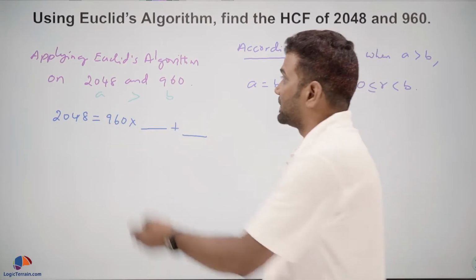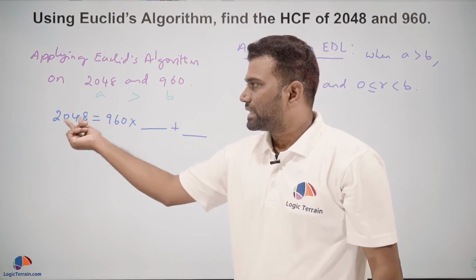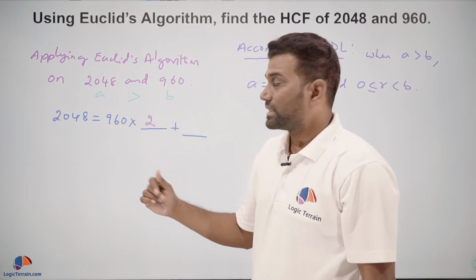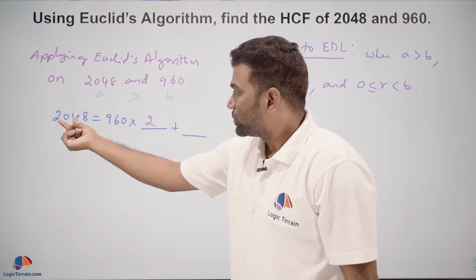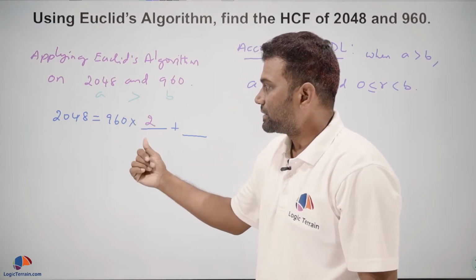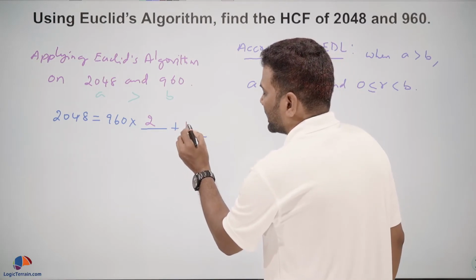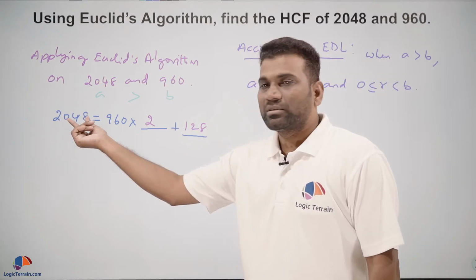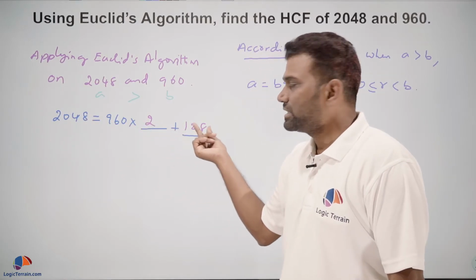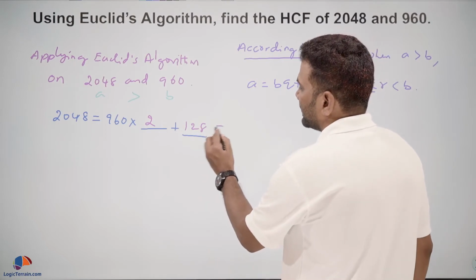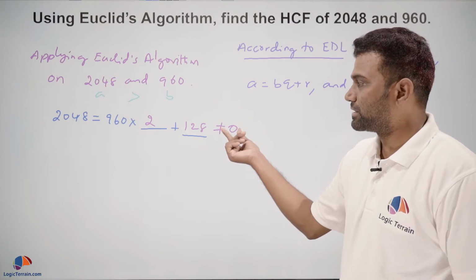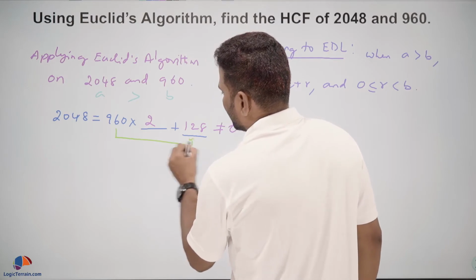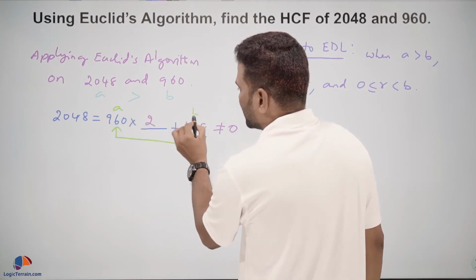Now we'll find that. So 960, how many times will it divide? It divides 2 times. 2 into 960 is 1920. 2048 minus 1920 is 128. So 2048 is equal to 960 into 2 plus 128. Here the remainder is not equal to 0. Now the process will continue on these two numbers. Then this becomes A and this becomes B now.